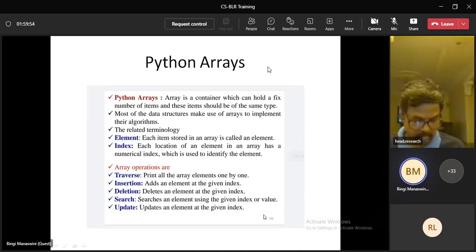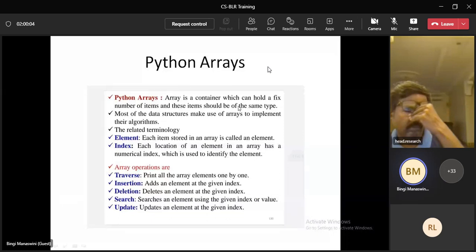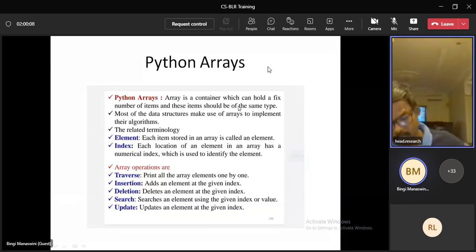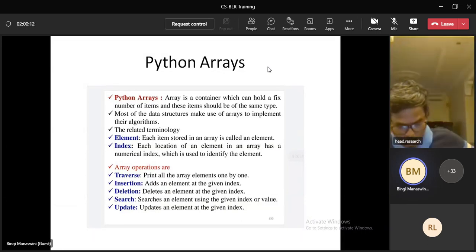An array is a container which can hold a fixed number of items, and the items need to be of the same type, homogeneous type of data stored in the Python array. Most of the data structures make use of arrays to implement their algorithms.